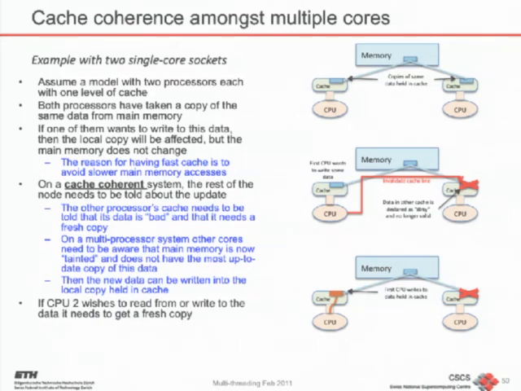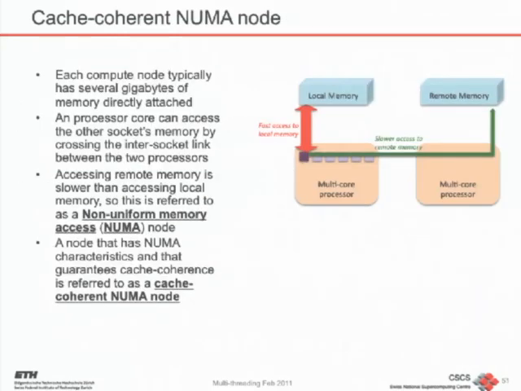And now if CPU 2, if the other one wants to go along and read or write to the data, it needs to get a fresh copy. So either you have to flush back to main memory and it grabs it from there, or some other mechanism, but as long as the memory is up to date. So on a cache coherent NUMA node, we've got a couple of terms now, NUMA and cache coherent. We have several gigabytes of data attached. You can access the memory from anywhere. Remember, local memory and remote memory, so the NUMA aspect: remote memory is more difficult to get hold of from a latency and a bandwidth perspective.